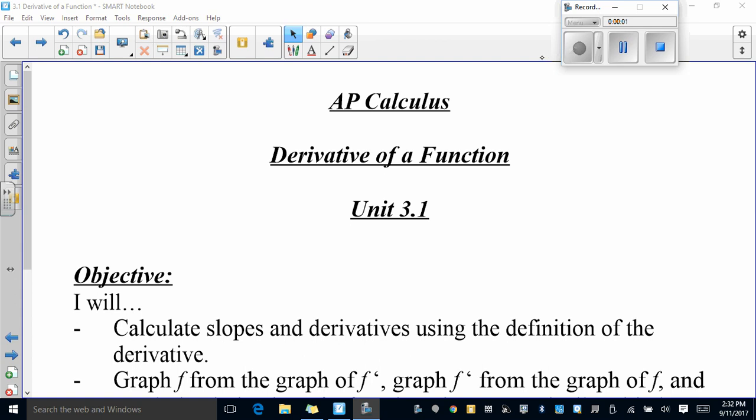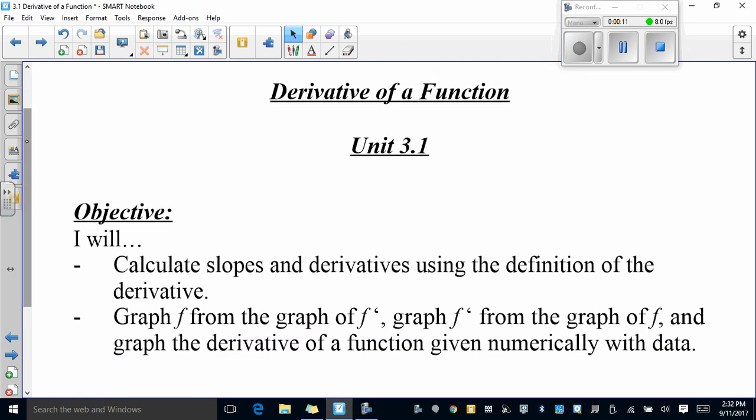One is I will calculate slopes and derivatives using the definition of the derivative, and graph f from the graph of f prime and graph f prime from the graph of f, and graph the derivative of a function given numerically with data. So a lot going on with this section. Let's go ahead and get ourselves a pen ready to go.